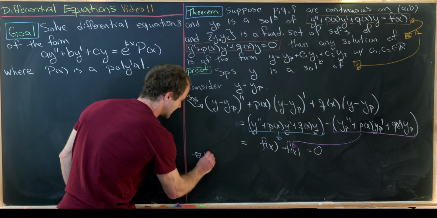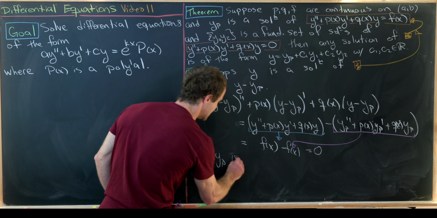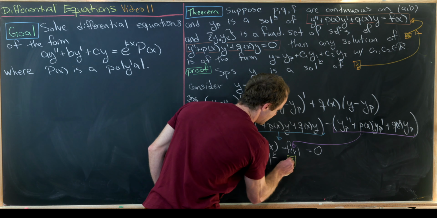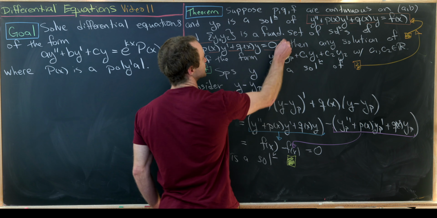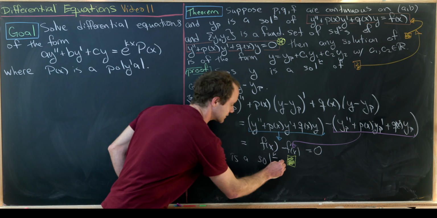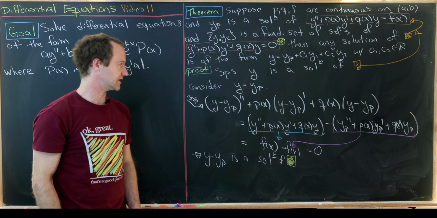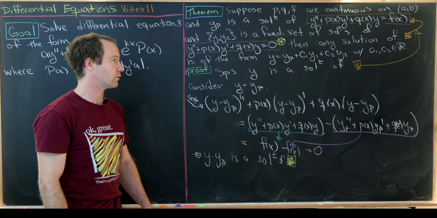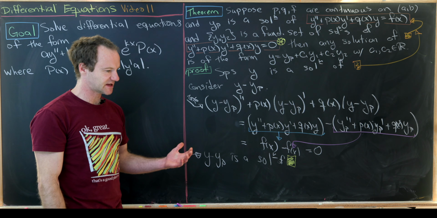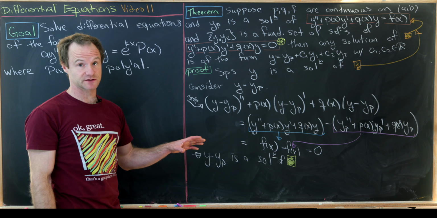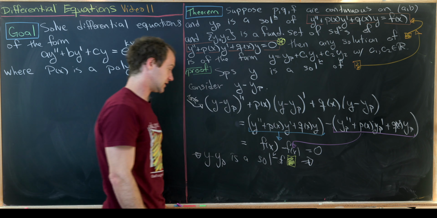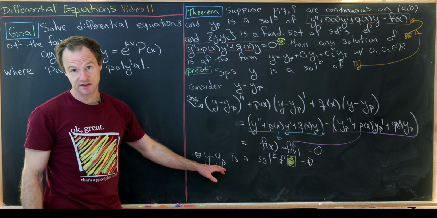But that means that y minus yp is a solution to the corresponding homogeneous differential equation. So I'll maybe color code that as this yellow box right here, and I'll put a yellow star right here. So a solution of that differential equation. But we know that y1 and y2 form a fundamental set of solutions. Remember, a fundamental set means they span all solutions and they're linearly independent. We'll use the fact that they span all solutions. So this is a solution.